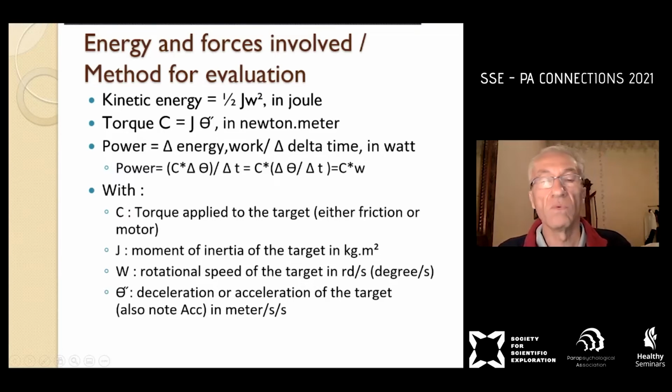And then we work on something which anybody knows because we talk about watts. It's the power, which is the difference of energy divided by the difference of the duration during which this energy is delivered, which is equal to C, the torque, multiplied by the rotational speed.